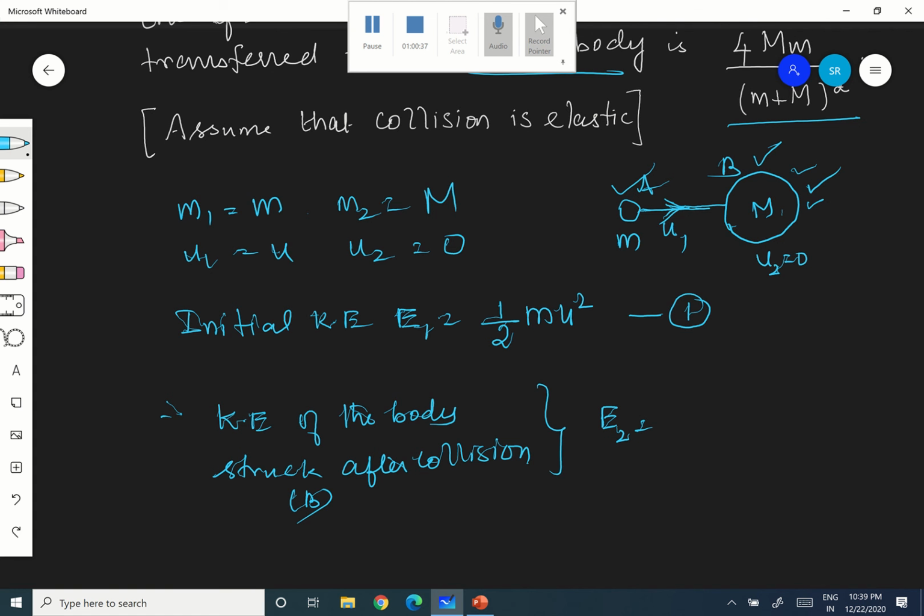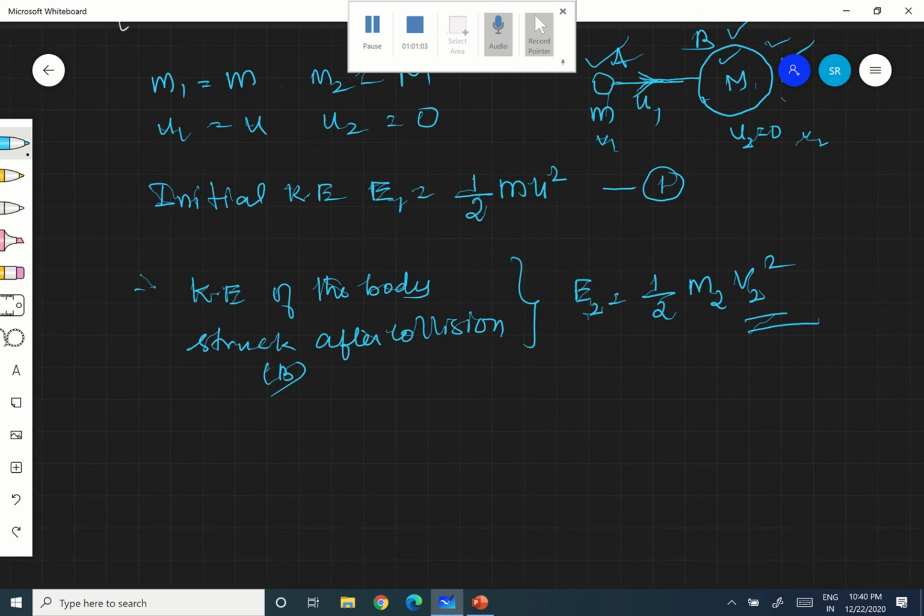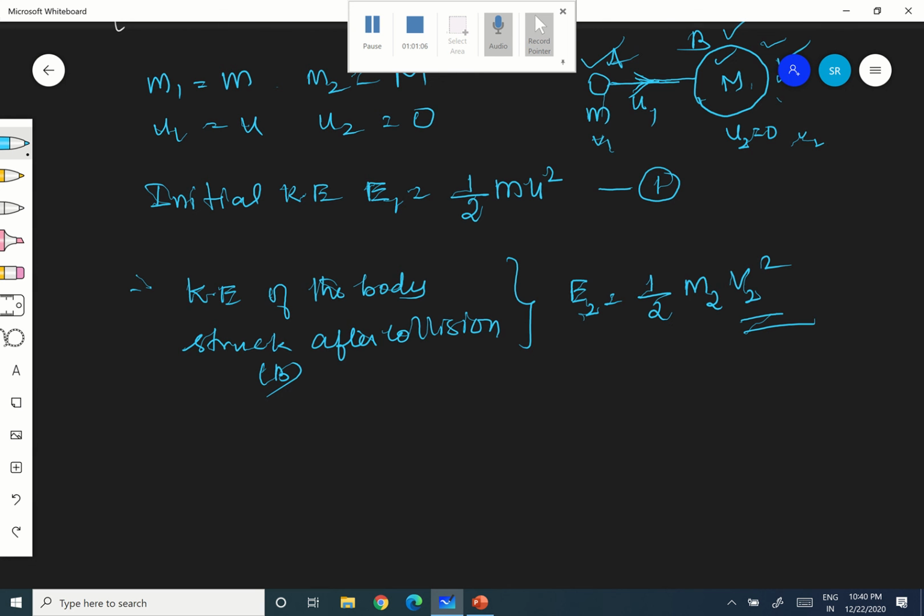That is equal to half M2 V2 square. Are you following this? Because here after collision its velocity becomes V1 and its velocity becomes V2. Therefore, it is V2 square. Why? Because I want the velocity imparted to B. Therefore, E2 is equal to half M2 V2 square. Now, I don't have any idea about V2, but I know the formula for V2. Therefore, what is your V2 here?